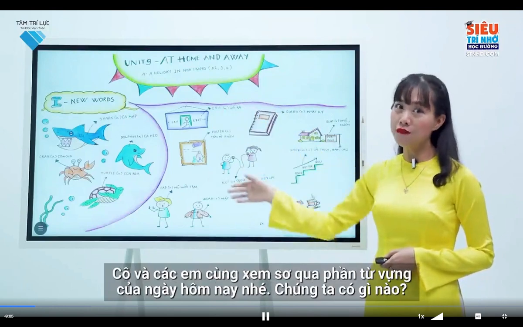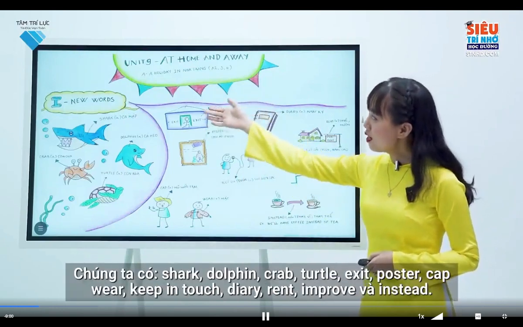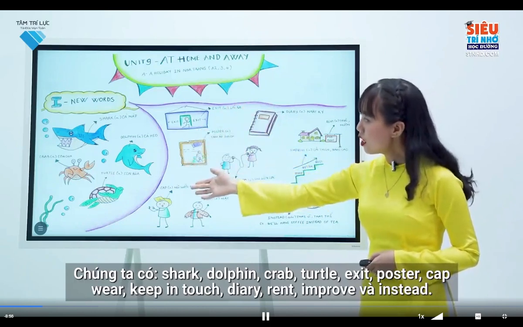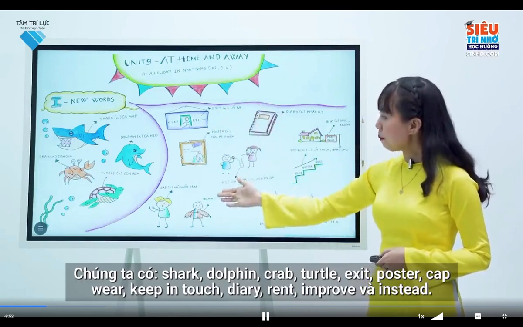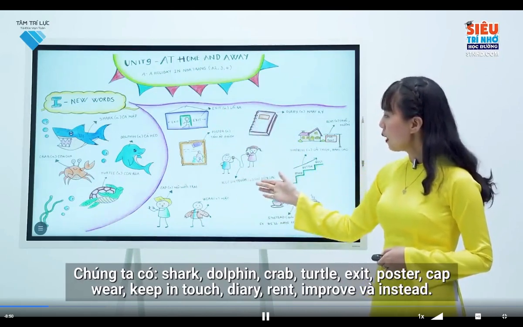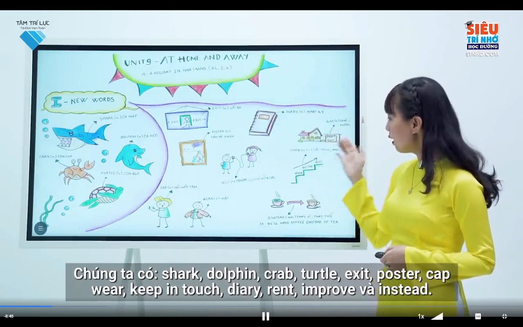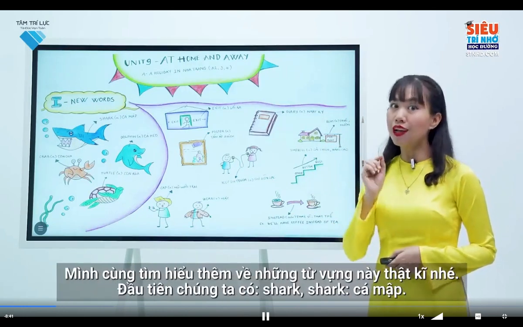Let's take a look at today's vocabulary. What do we have? We have shark, dolphin, crab, turtle, exit, poster, cap, where, keep in touch, diary, rent, improve, and instead. Let's learn more about these words carefully.